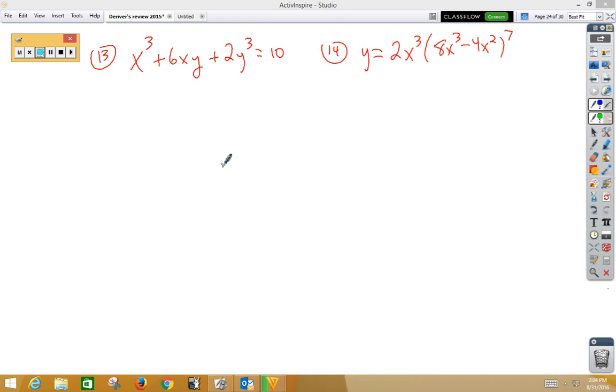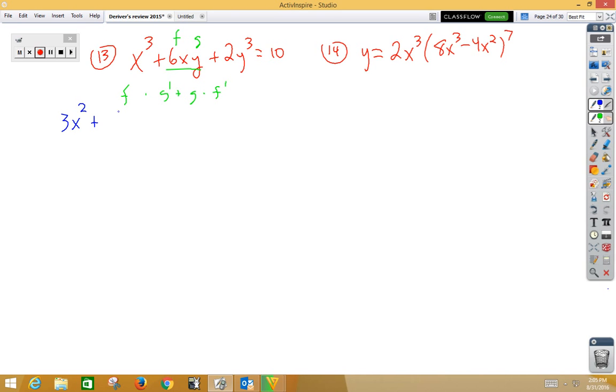We're now in Derivatives Review Part 12. Problem number 13, we have implicit differentiation with product rule in the middle, so watch out for that product rule. Derivative of x cubed is 3x squared plus, now we're going to be doing f times g prime plus g times f prime, given that this is f and that's g.